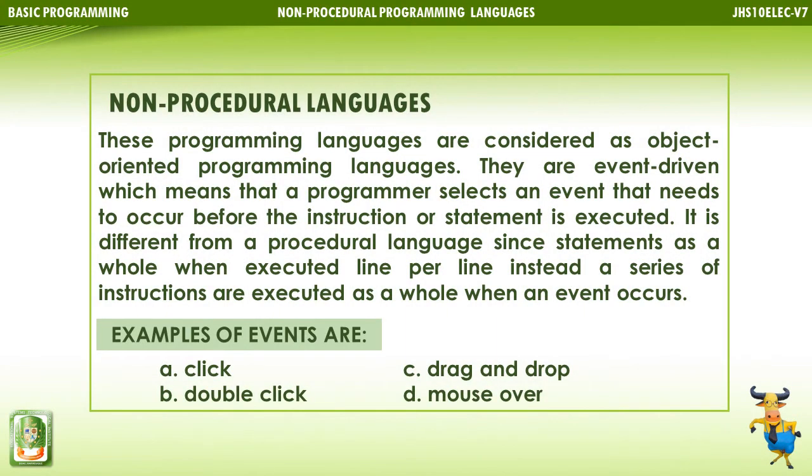Non-procedural languages. These programming languages are considered object-oriented programming languages. They are event-driven, which means that a programmer selects an event that needs to occur before the instruction or statement is executed. It is different from a procedural language, where statements as a whole are executed line per line. Instead, a series of instructions are executed as a whole when an event occurs. Examples of events are click, double-click, drag and drop, mouse over.